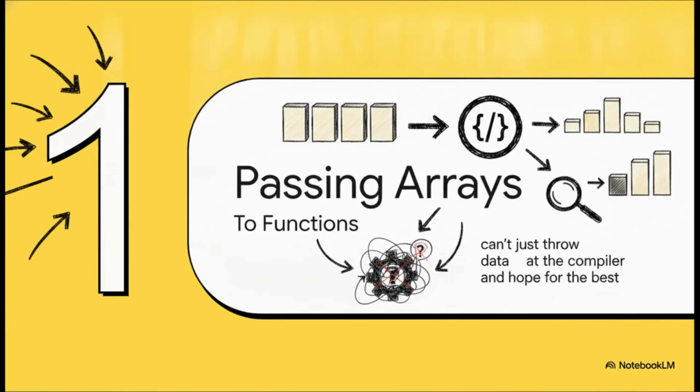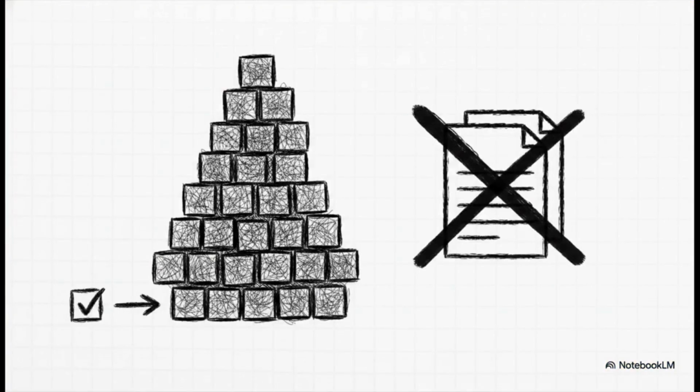All right, let's kick things off with part 1, passing arrays to functions. If you want to do anything useful with an array in a separate function, like sorting it, searching through it, or modifying it, you can't just toss the data at the compiler and hope for the best. Here is rule number 1, and it is absolutely crucial. Arrays are always passed by reference. Yep, when you're dealing with arrays in C++, no duplicate copies are ever made. It's the most important concept we're talking about today.